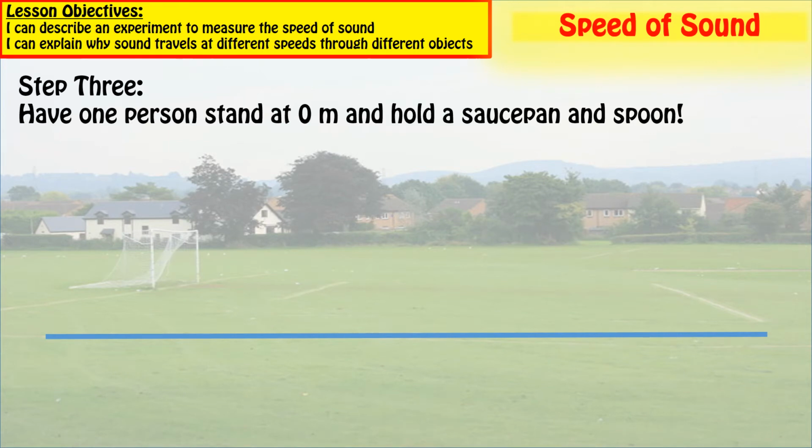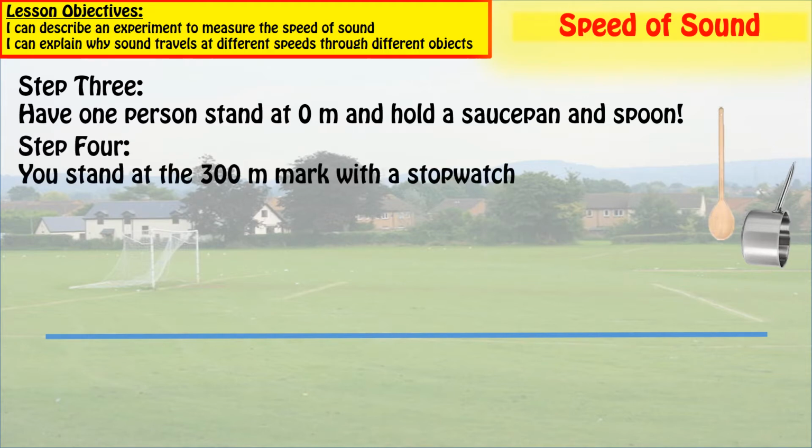Step 3. Now, your friend will stand at the 0 meter mark holding a saucepan and a spoon. You can see it over there on the right. And you are going to stand at the 300 meter mark armed with a stopwatch.